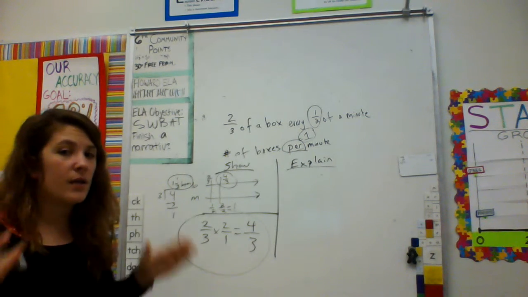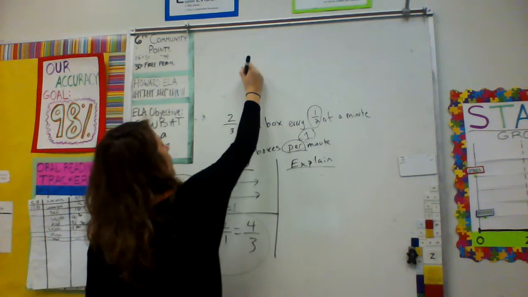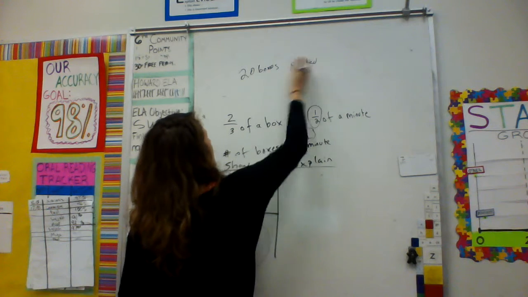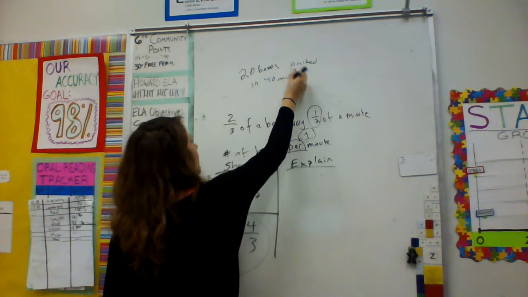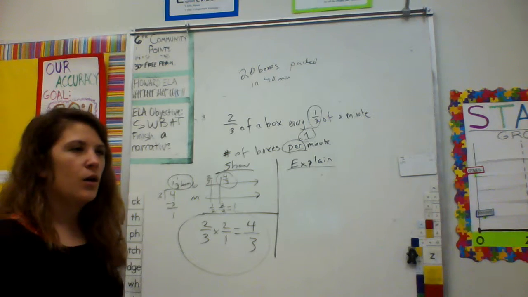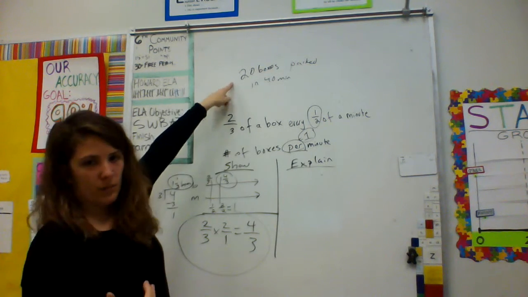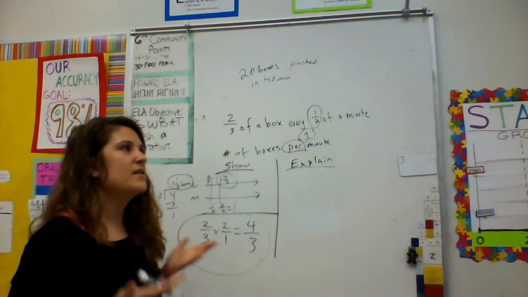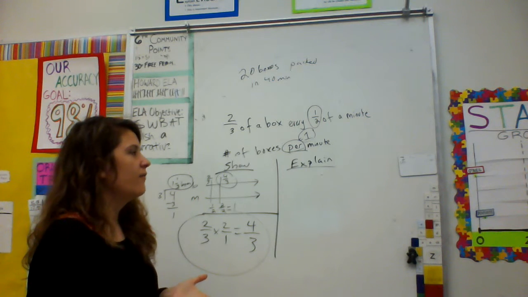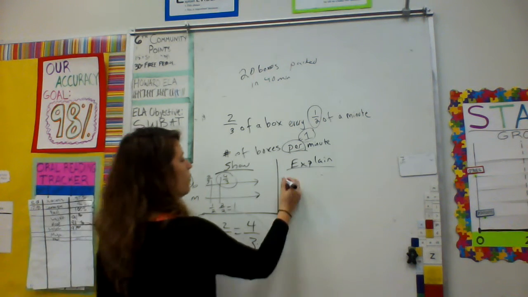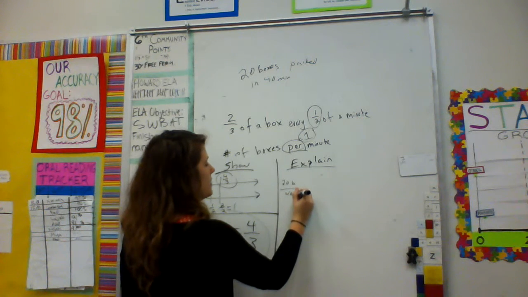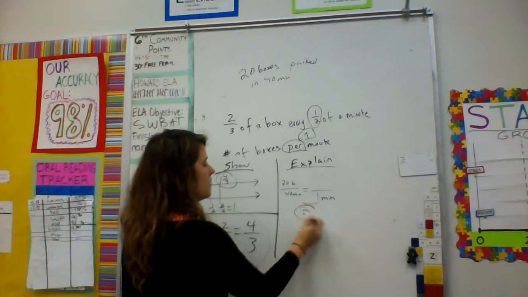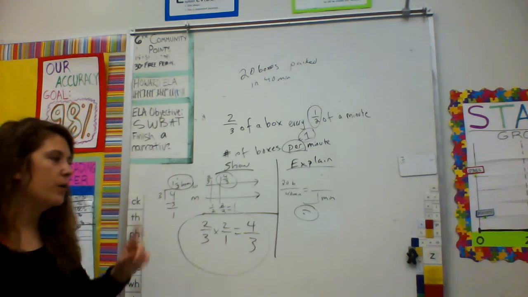I'm just going to give you another random example to think about it. If I said 20 boxes were packed in 40 minutes, and I want to know how many per minute, these aren't fractions, these are whole numbers. When we're trying to find per, we're trying to find 1, so we have to think, what's the operation that we would do? I know it's 20 boxes in 40 minutes, and I want to know what it would be in 1 minute. The operation that I do is division. To find per 1, we are dividing.